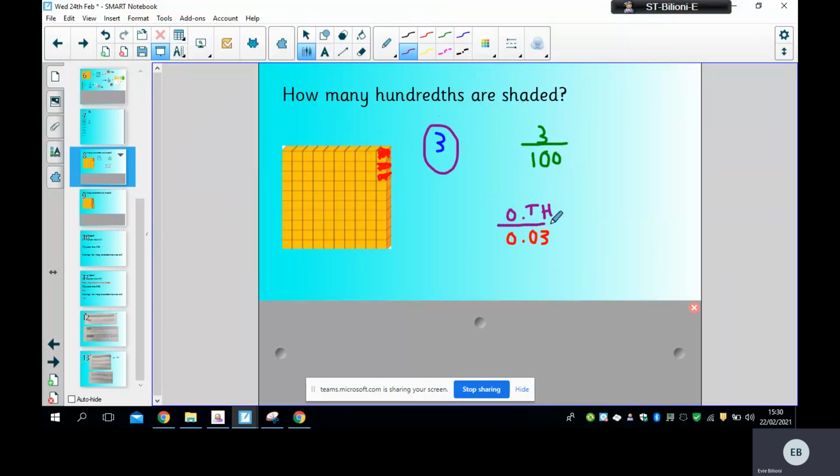In my place value columns, I've written them out, making sure to keep the decimal point in the same place. And I can see that I have 3 hundredths, but I don't have any tenths. Because how many hundredths do you think we would need to make 1 tenth?